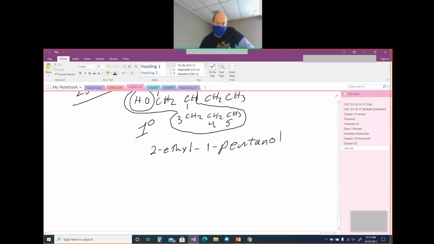All right, in part B, we've got HO and then CH2, another CH2, another CH2, and then a CH, a CH3, and a CH3 going down here. All right, so this one, we're back to the straight across is going to be the correct answer. Lowest number for the carbon with the OH, that's a 1 again.